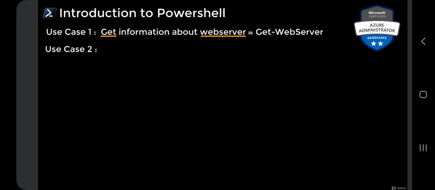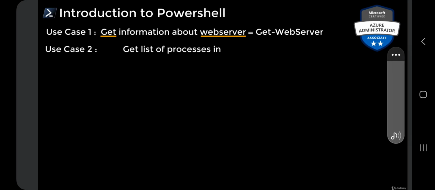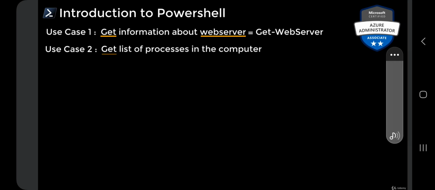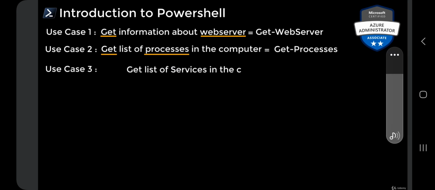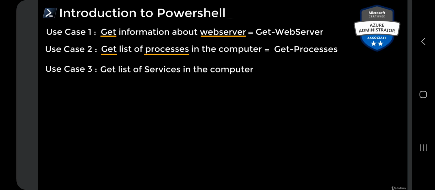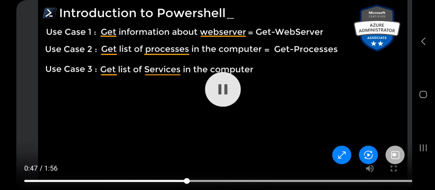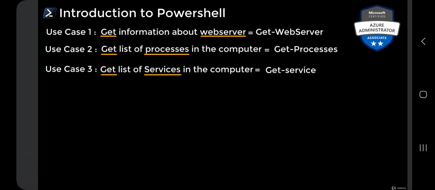Let's take another example. In your computer, there are several processes that are running. If you want to retrieve all the processes, then you just say get-process. How about services? You have a whole lot of services running on your computer, and if you want to get all those services on the screen, then the way to get that is by typing get-service. Probably you want to start a particular service from the list of services. Then the commandlet used will be start-service, followed by the service name.